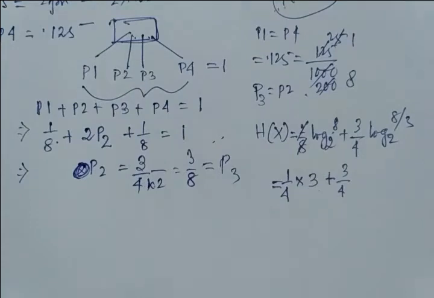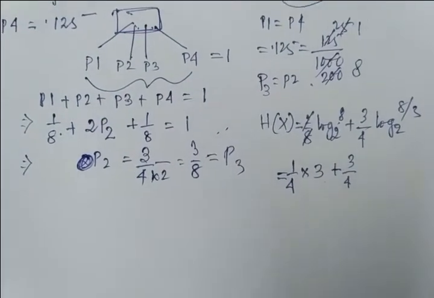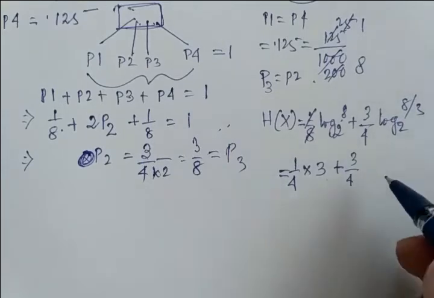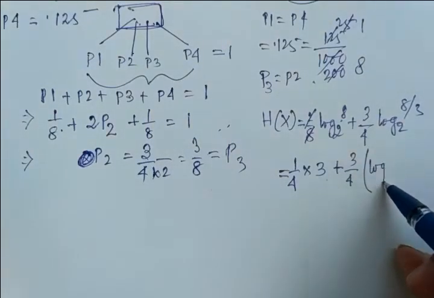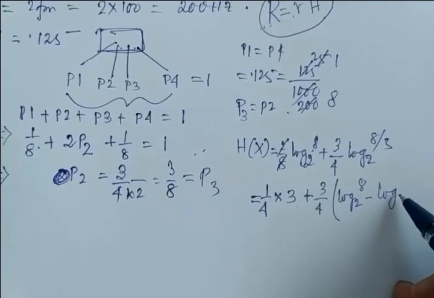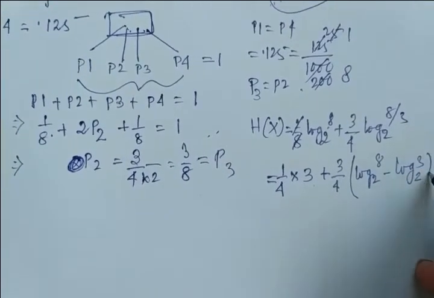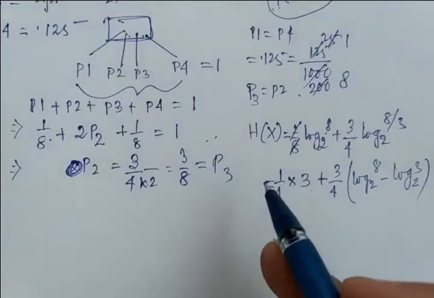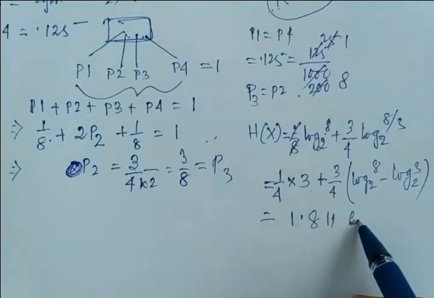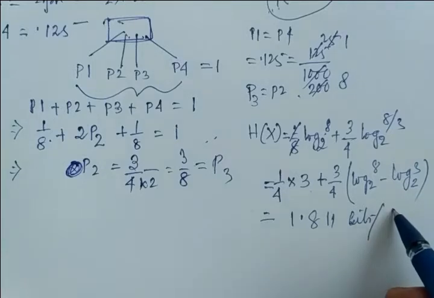Here we use the log a by b division formula. And what will be the formula? Log a by b equal to log a minus log b, right? So it will be equal to log 8 minus log 3. Okay, so if we calculate, the value will be 1.811 bits per symbol. The unit is very important.